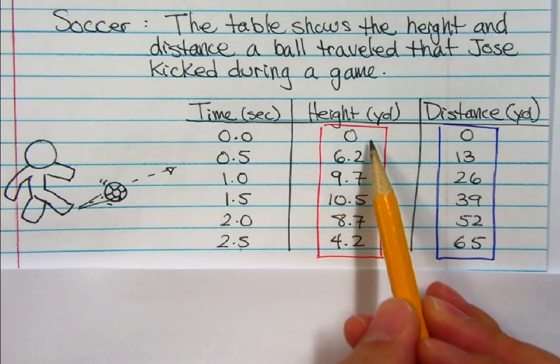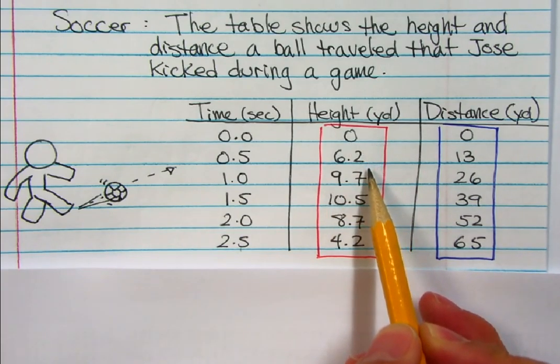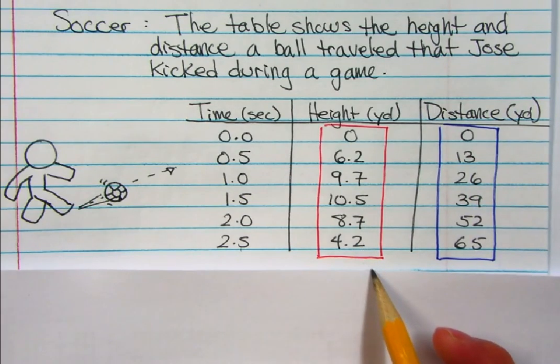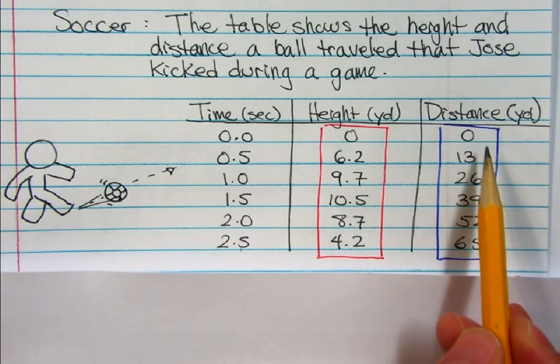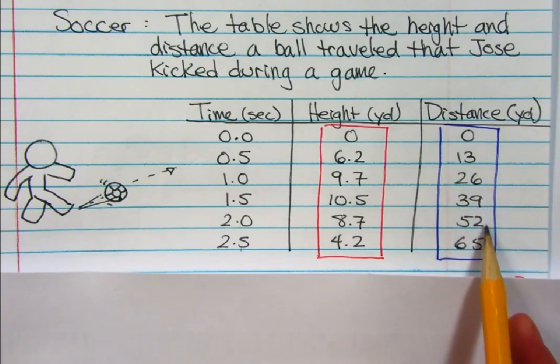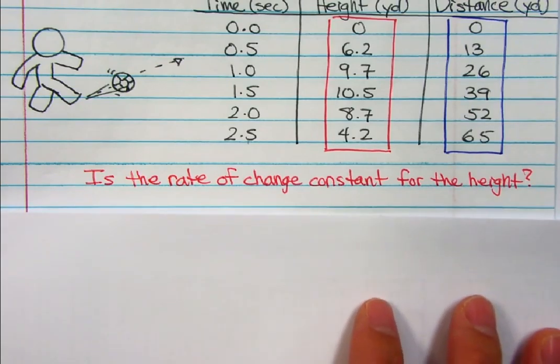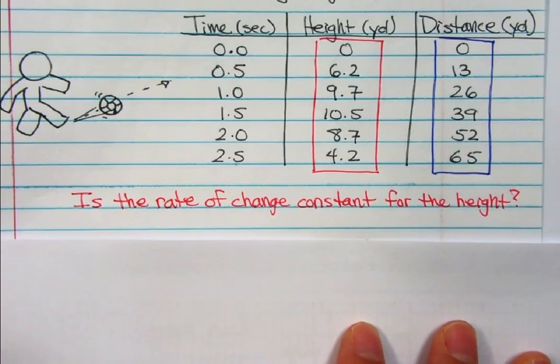What do you notice here in the numbers in the red box in the height? Do they all go up, or does it come back down? And the distance, does it all go up or does it come back down? Well, the answer to that can be found when we graph it. So is the rate of change constant for the height?